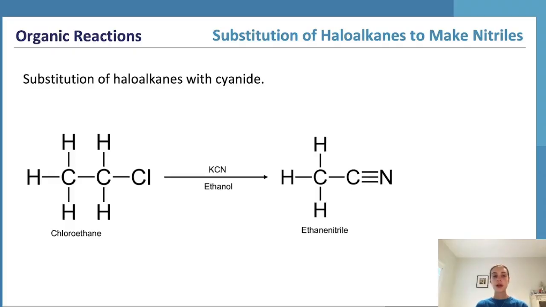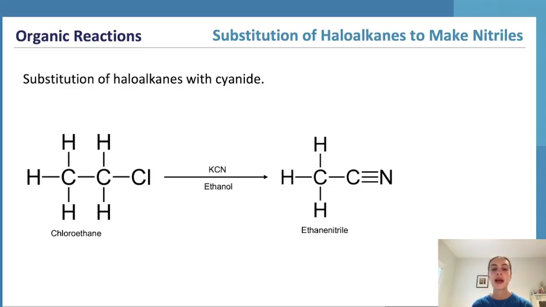The next one we want to look at is the substitution of haloalkanes to make nitriles, and this is done by substituting haloalkanes with cyanide. For example, again starting off with chloroethane, we use KCN, potassium cyanide, in ethanol. The potassium cyanide must be in ethanol in order for this reaction to occur. We can then combine that with the chloroethane, and this will produce ethane nitrile.